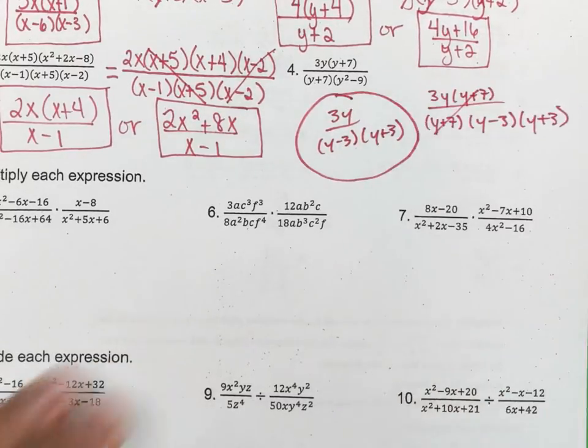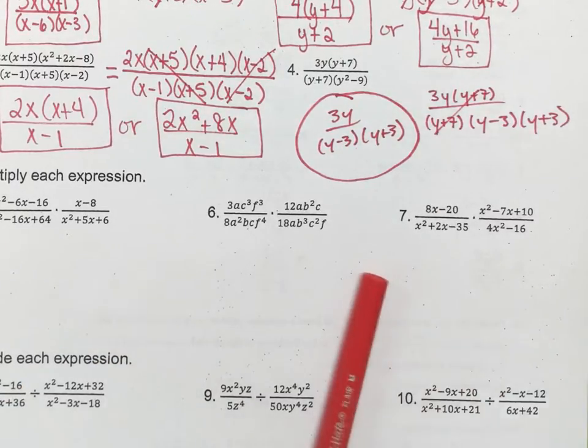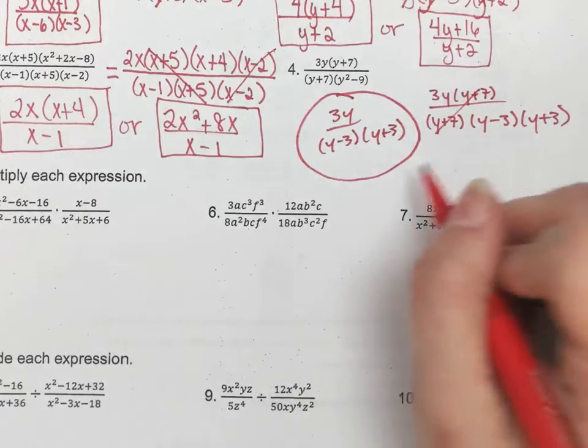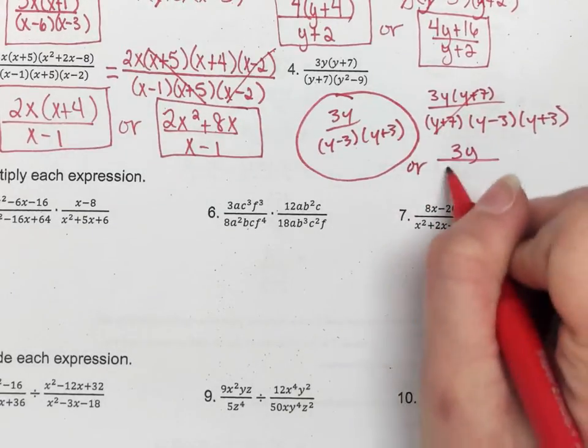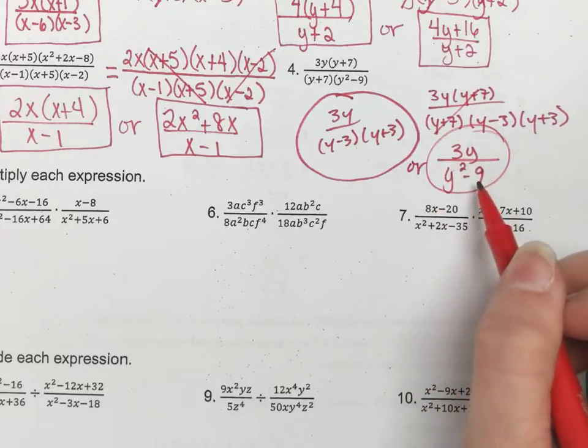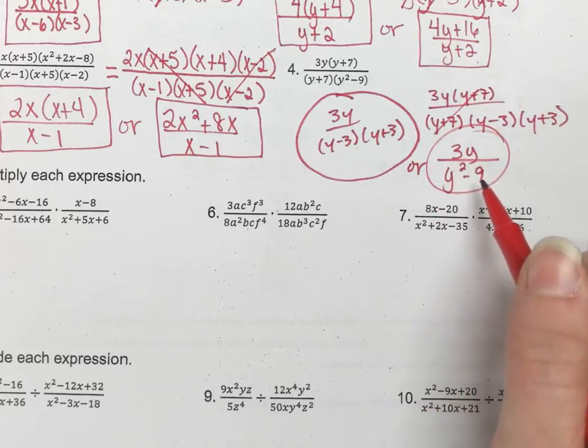Or, what else could you have gotten besides y minus 3 and y plus 3? Y squared minus 9. Very good. 3y over y squared minus 9. If you want to know the real truth, this one is probably going to be the one they put, simply because it's smaller. Normally, the smaller answer, the less they have to type in, is going to be the one they put.